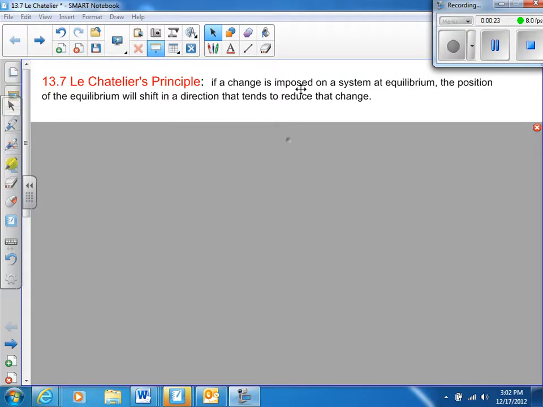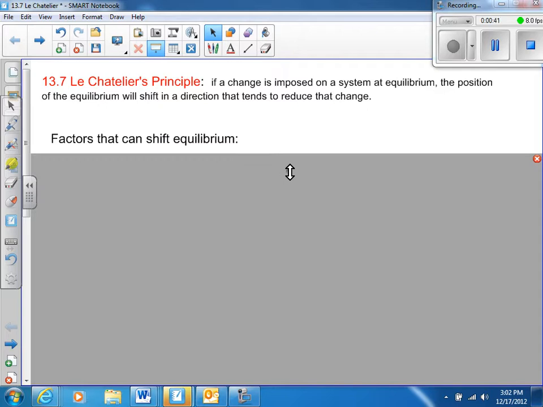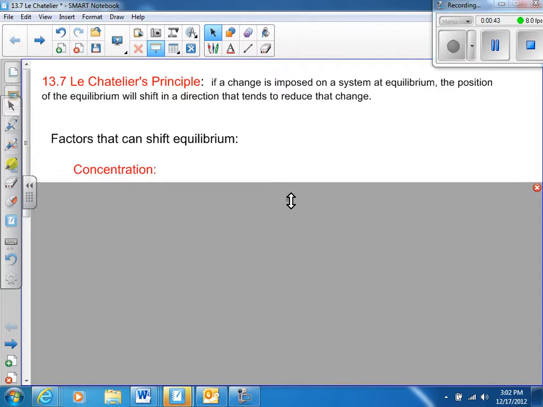If a change is imposed on a system at equilibrium, the position of the equilibrium will shift in a direction that tends to reduce that change. So if I put a stress on the system, it shifts the equilibrium to reduce the stress. So what can change the equilibrium position?